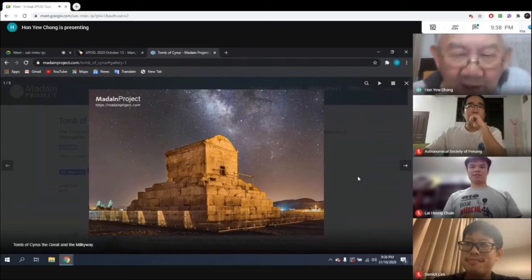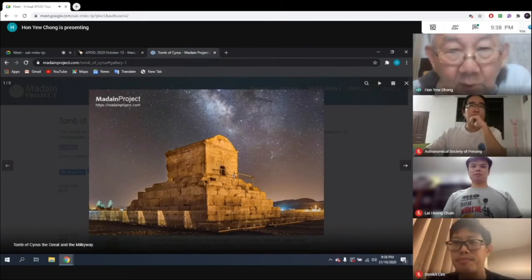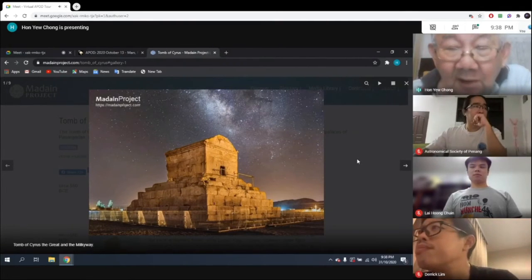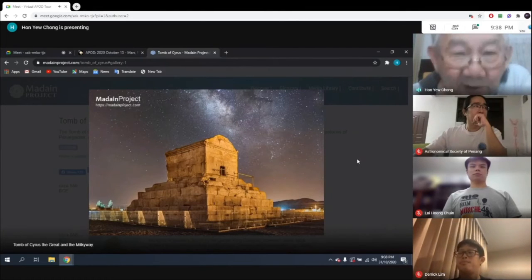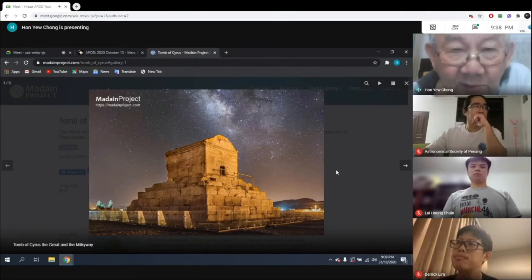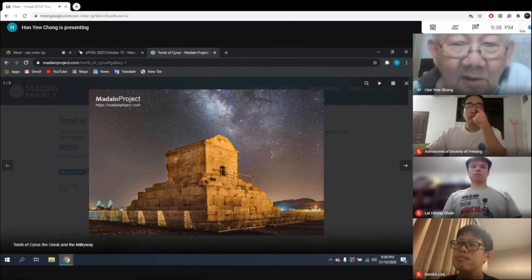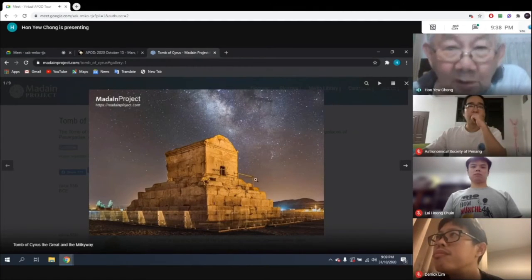Now, again, for the Persians or the Iranians, this is the tomb of Cyrus. Remember, Cyrus is the first king that united Persia, no? The tomb doesn't look grand, but he was the founder of the Persian dynasty, the Achaemenids. And here you have the Milky Way above the tomb of Cyrus, all right? So in other words, you can relate astronomy with history, all right?